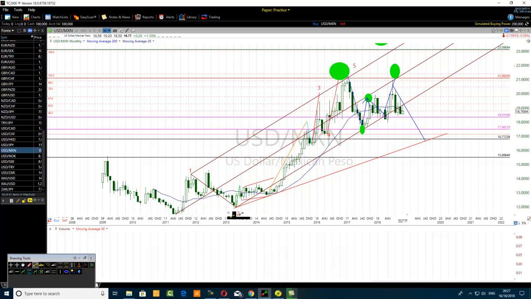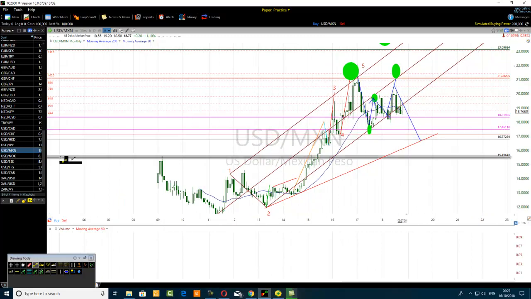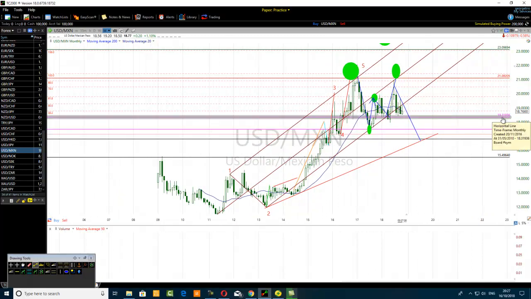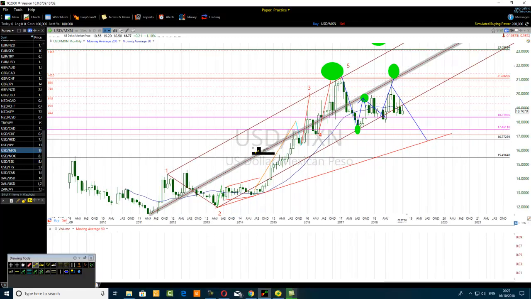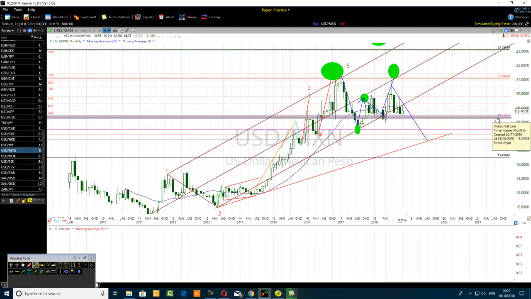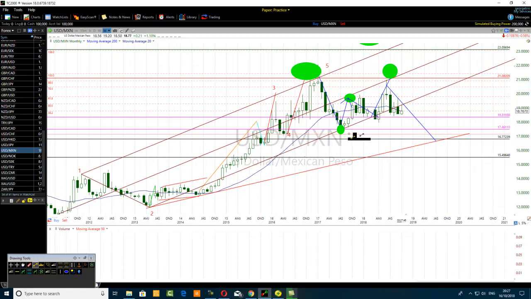But remember this trendline here, the red one. You see? So all in all, we are at a tricky place because there is a support at 18319 for the dollar Mexican peso. George, not peso, peso. All right. There is a support level there, 18319. That's why I'm saying we are at a tricky place.